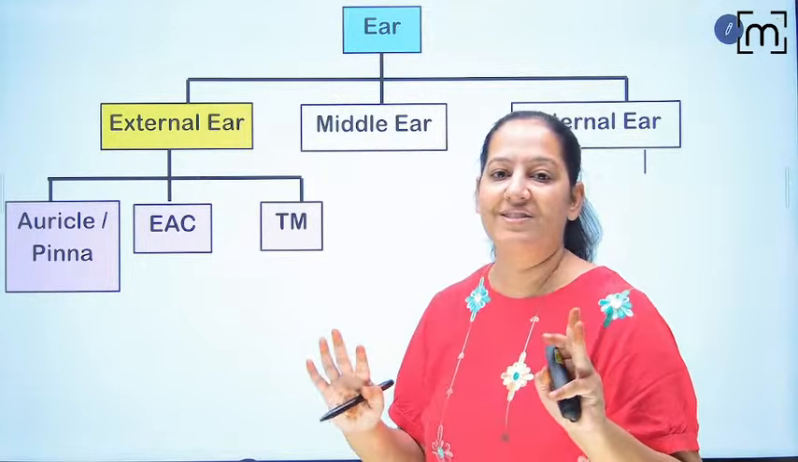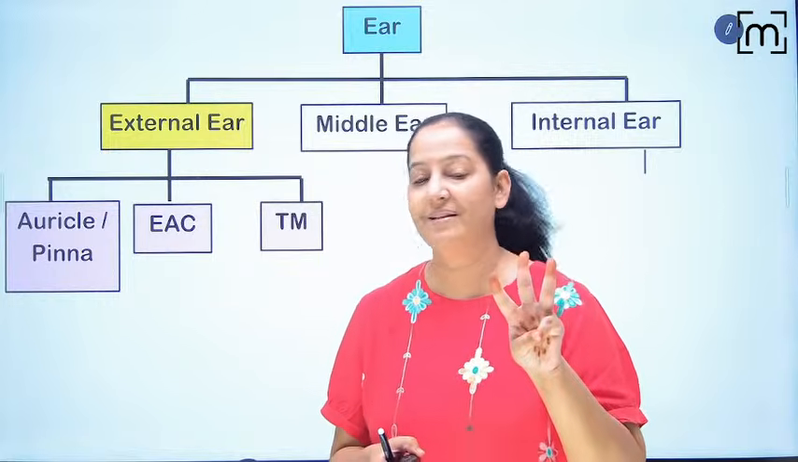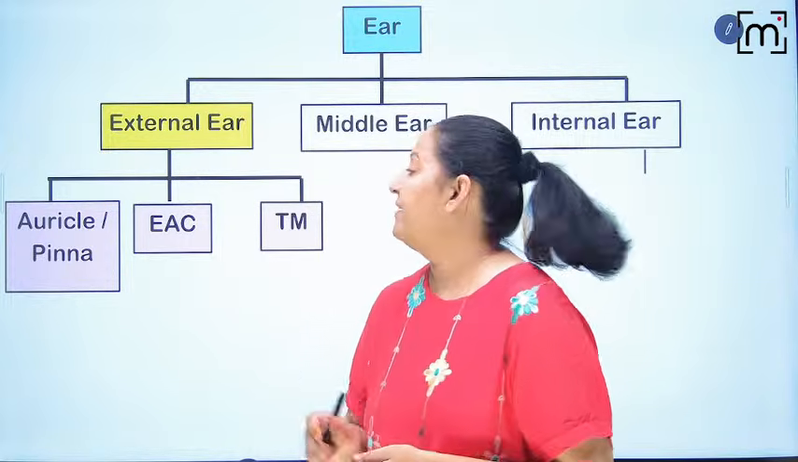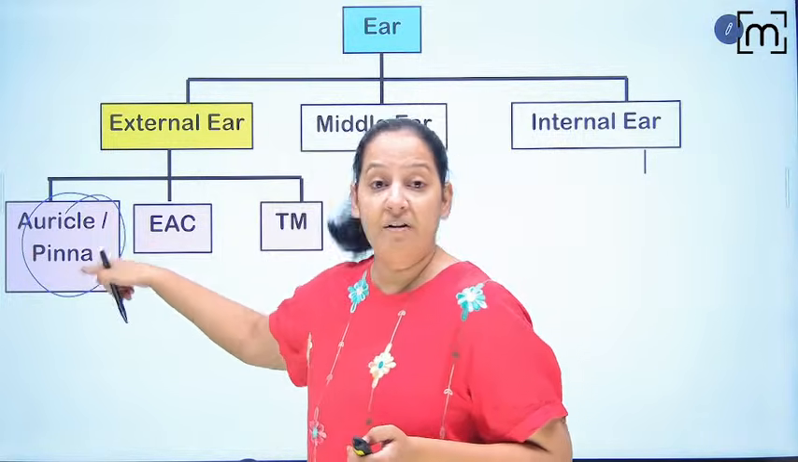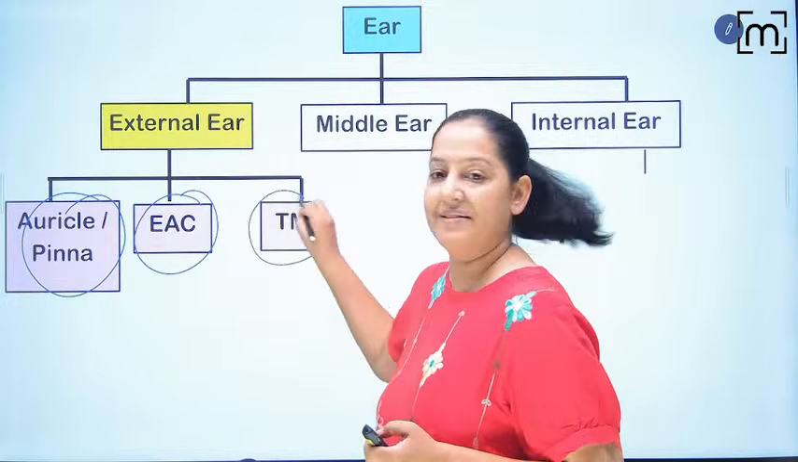With this, we are done with external ear. You want to revise with me? What are the three portions of external ear, people? We are having pinna, which is also known as auricle. Here is my pinna. There is external auditory canal and there is tympanic membrane.